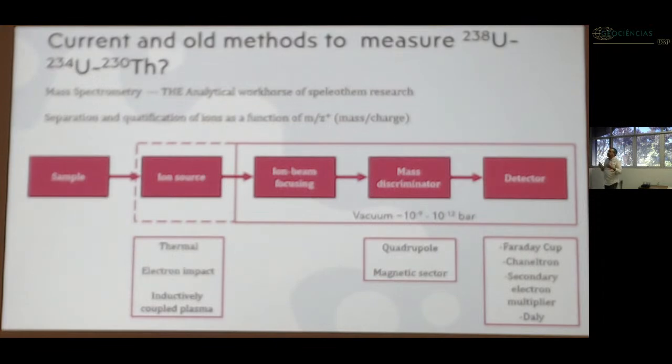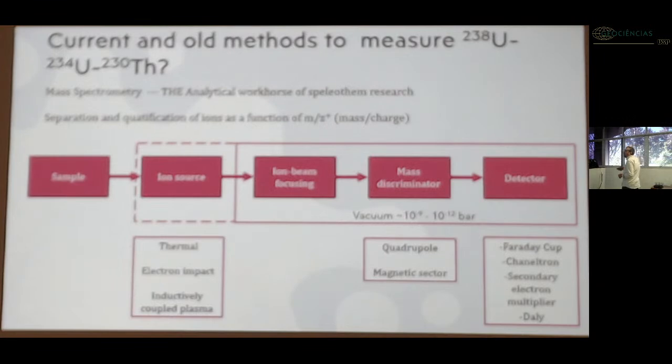Basically, a mass spectrometer is an instrument that allows the separation and quantification of ions as a function of their mass-to-charge ratio. Basically that means there must be a way that you ionize uranium or thorium or whatever element you're interested in, sometimes even molecules, and you analyze and separate those ions based on the mass-to-charge ratio.